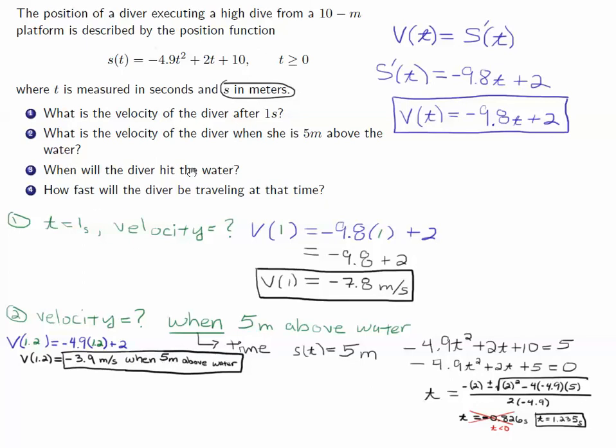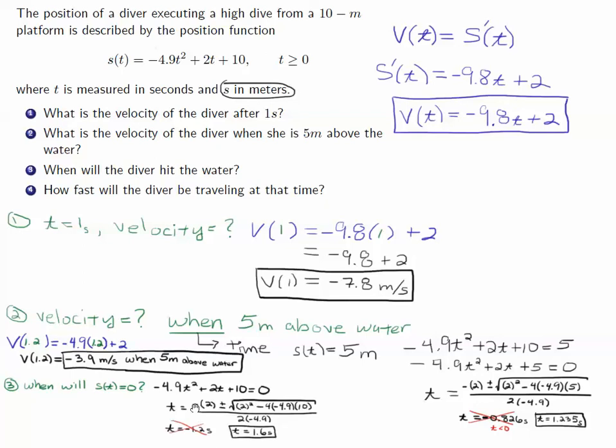Okay, when will the diver hit the water? This problem is similar to the previous one, when 0 meters above the water in this case. So in this case, when will S of t equal 0? So let's set the position function, which is meters, equal to 0 meters. All right, and then we solve that using the quadratic formula, because that's a quadratic equation, and we get 2 times, a negative 1.2 seconds and a negative 1.6 seconds.